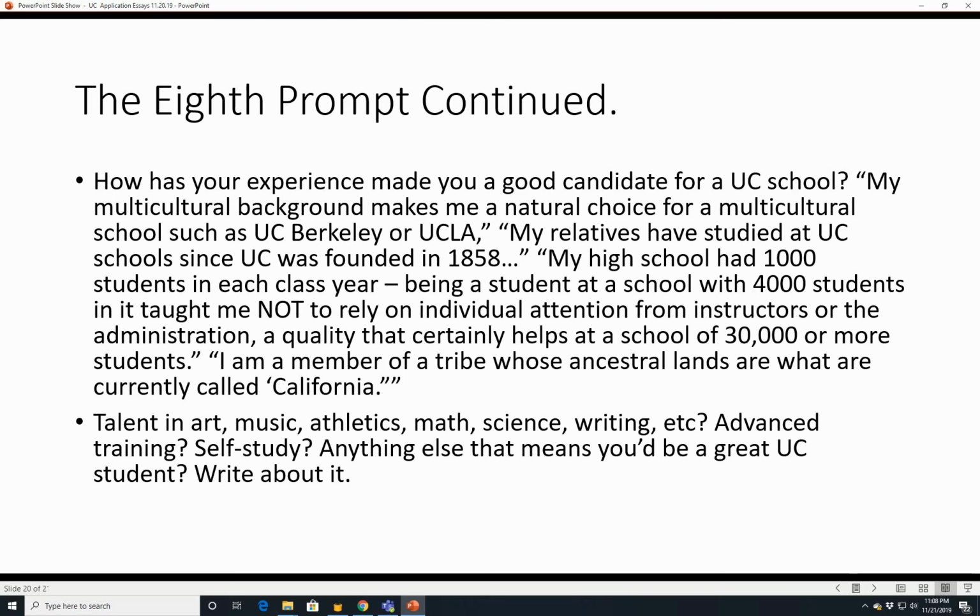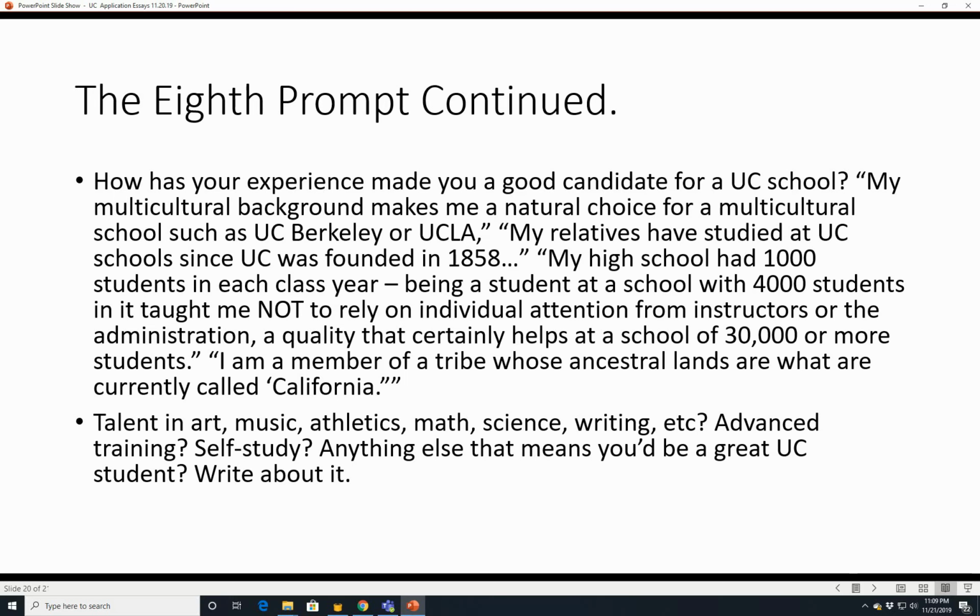My high school had 1,000 students in each class year. Being a student in a school with 4,000 students in it taught me not to rely on individual attention from instructors or the administration, which is a quality that certainly helps at a school of 30,000 or more students, such as UC Berkeley. Or I am a member of a tribe whose ancestral lands are what are currently called California. So any of those things might be interesting, might make you particularly suited to being a UC Berkeley student or a UC whatever student.